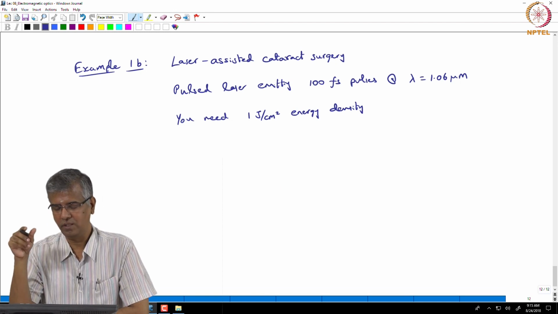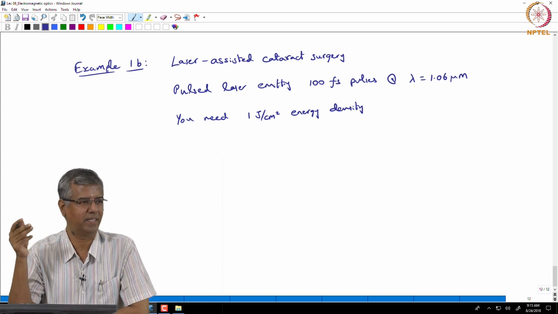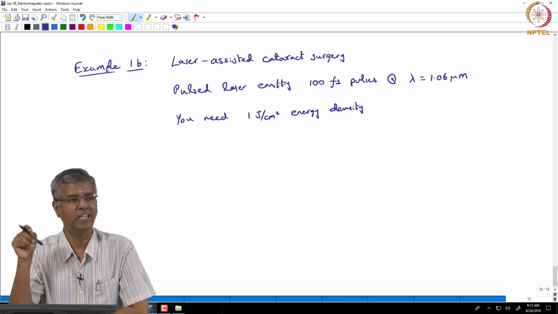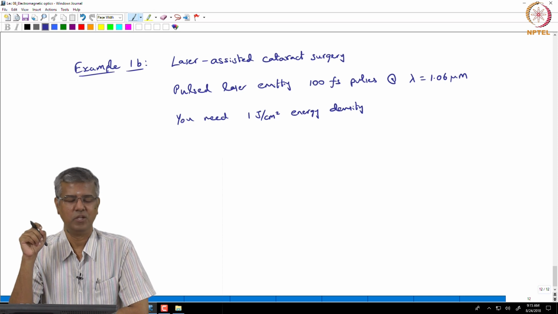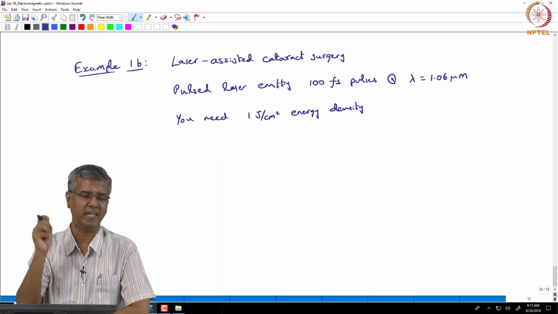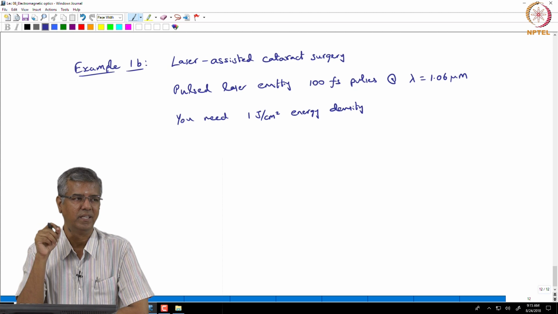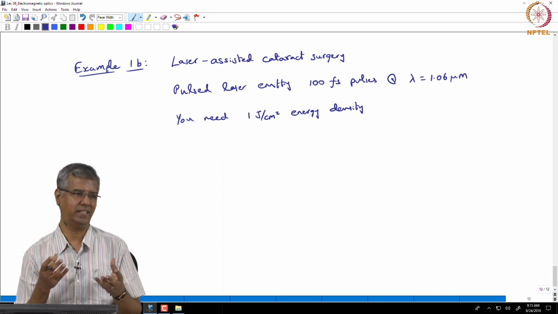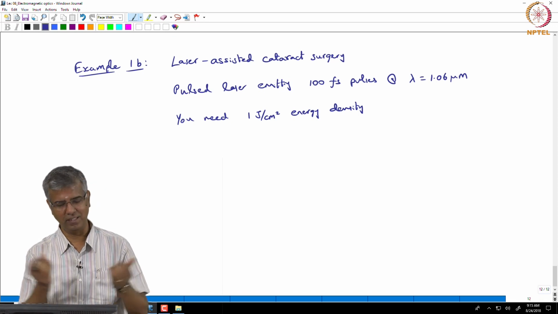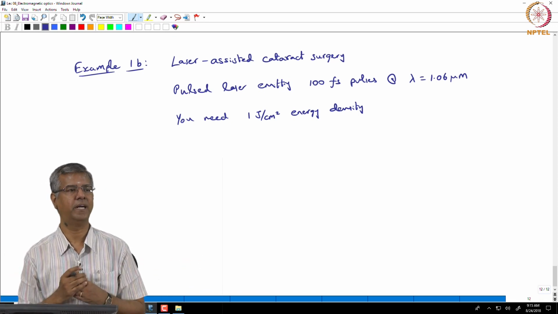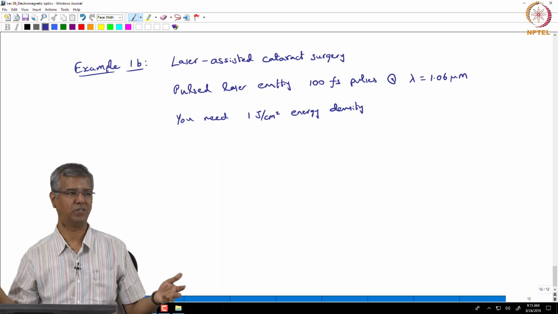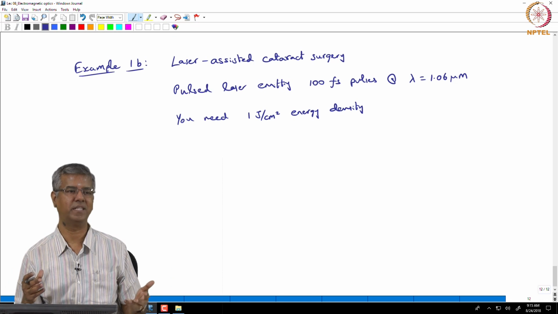And why do you, so you can always use a high power laser and cut tissue. So, why do you want to use a very short pulse laser? Any idea? If you are continuously depositing energy on the tissue, it will be absorbed by the tissue, and then there is a heat that is generated. That heat will spread around the tissue, and it will end up charring the neighboring tissues also. There will be a lot of collateral damage that is happening.